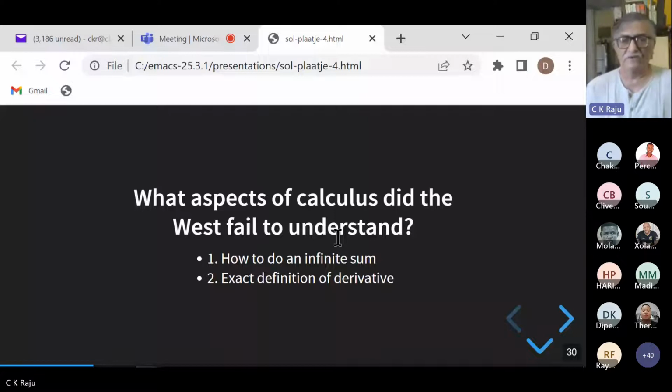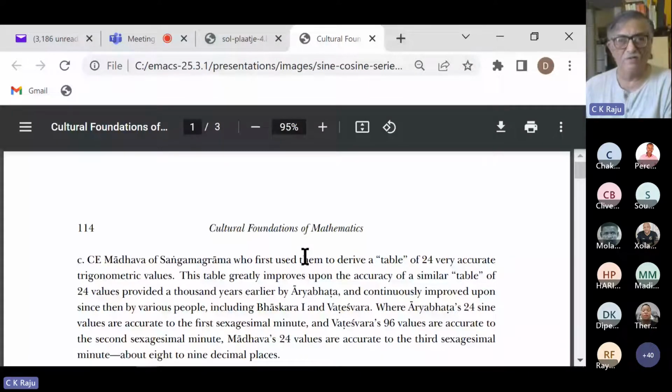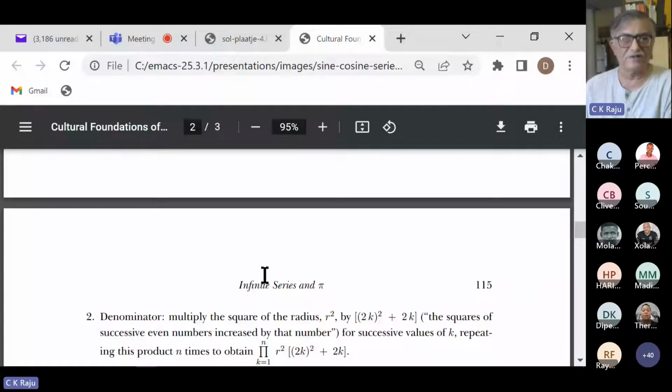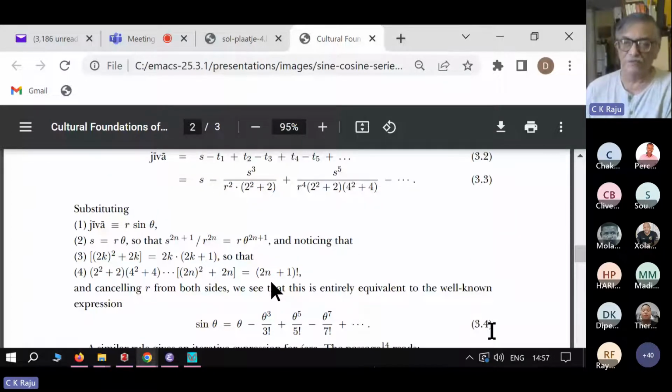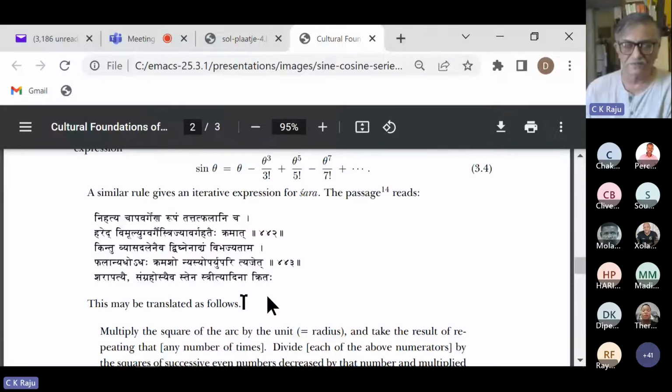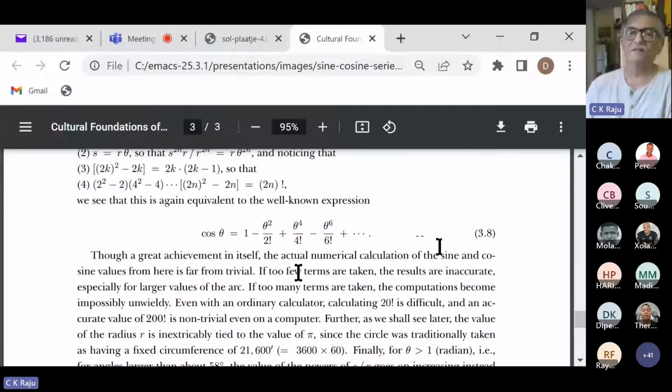So this was needed, I already told you, because precise trigonometric values were derived in India using infinite series for sine and cosine. I'll just flash them to you for a minute. This is the Sanskrit shloka which you find, and this is its mathematical English translation. If you check it out, it gives you what is today called the Taylor series for the sine function. Similar shloka for the cosine function, and this is the translation. If you translate it mathematically, it gives you the so-called Taylor series for cosine.